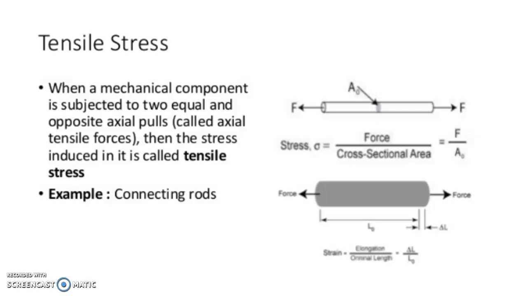Tensile stress. When a mechanical component is subjected to two equal and opposite axial pulls, then the stress induced in it is called a tensile stress. Normally, we can take an example of a connecting rod. As shown in the figure, there are two forces, that is axial pull, that happen on that connecting rod. It is denoted as capital F, and we need the cross-sectional area, that is denoted as A0. Then the stress is equal to F divided by A0.